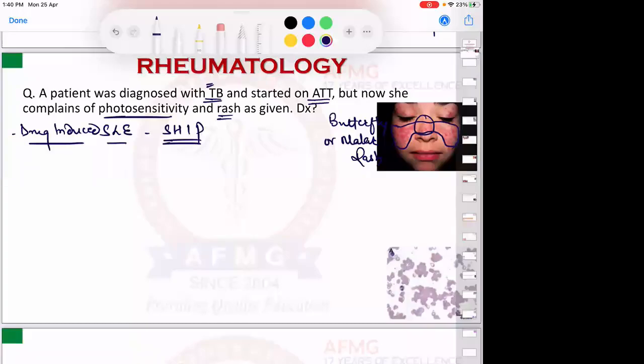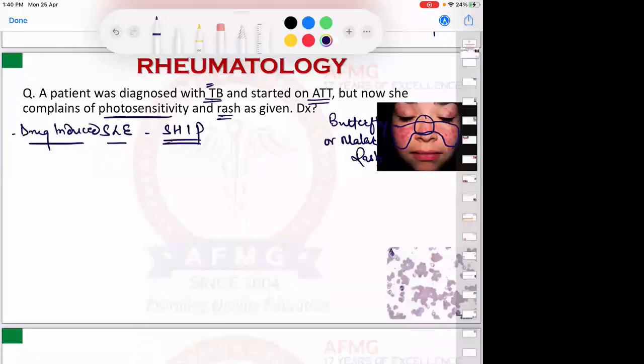It is usually seen with chip drugs. S goes for sulfonamide. H goes for hydralazine. I goes for anti-tubercular drug, and that is isoniazid. P goes for procainamide. It is an anti-arrhythmic drug, guys, procainamide.